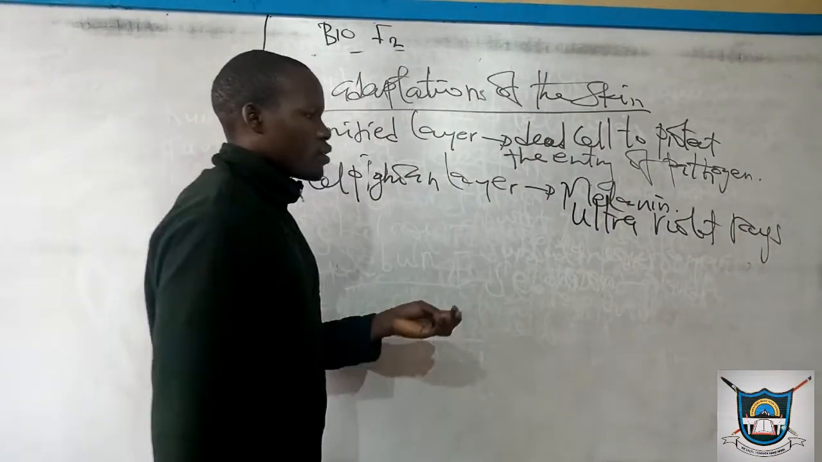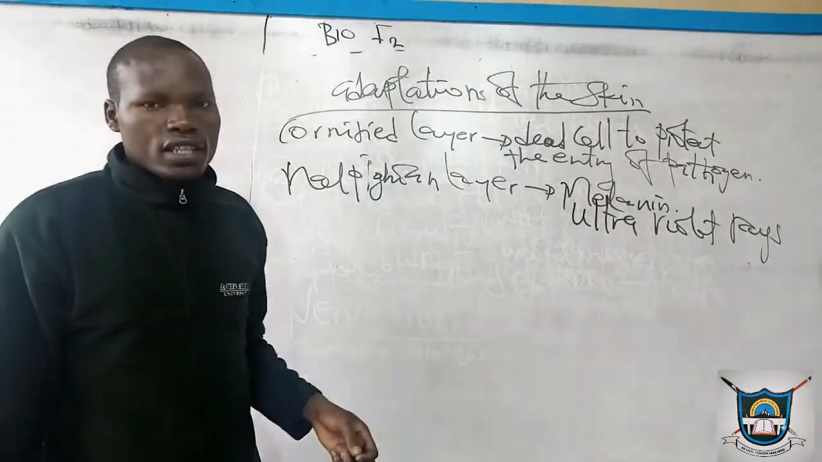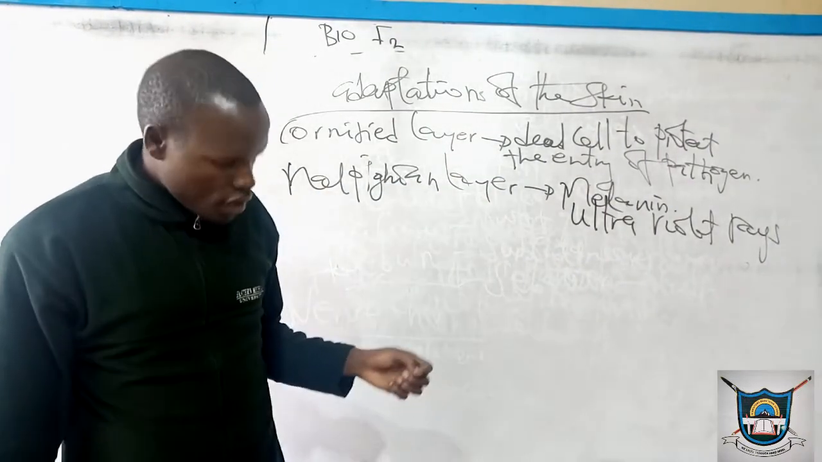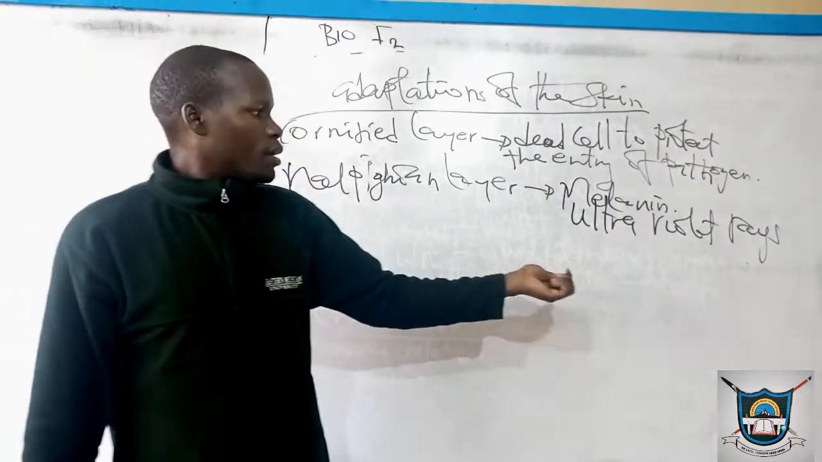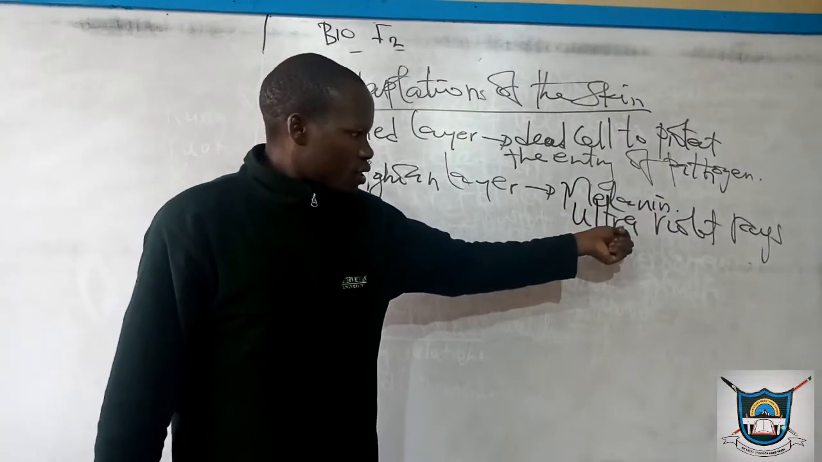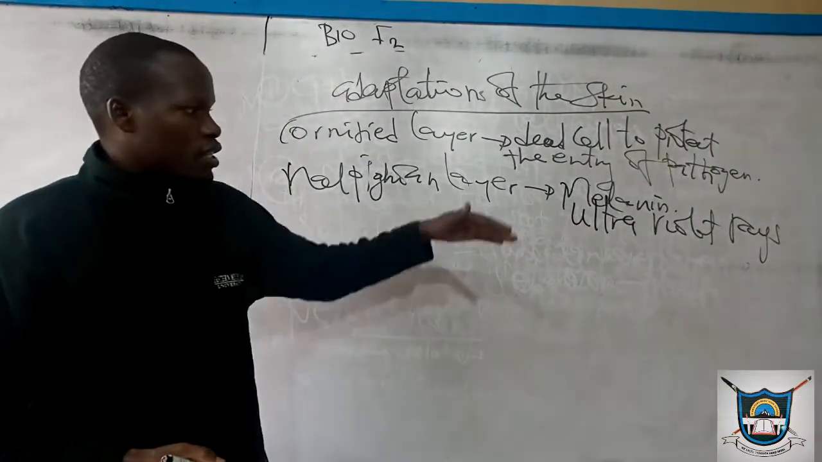These are the strong rays from the sun which have a negative effect when they get onto the skin. It is because of the presence of melanin in the Malpighian layer that the body is protected from the dangerous rays from the sun.